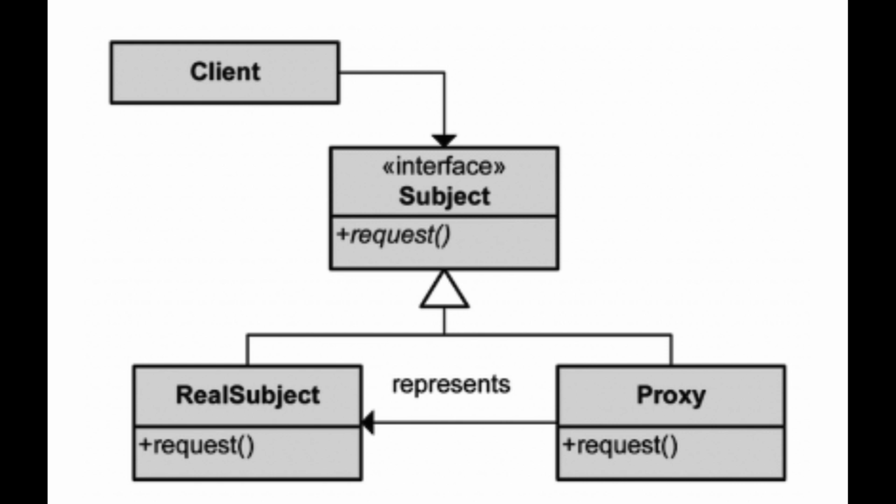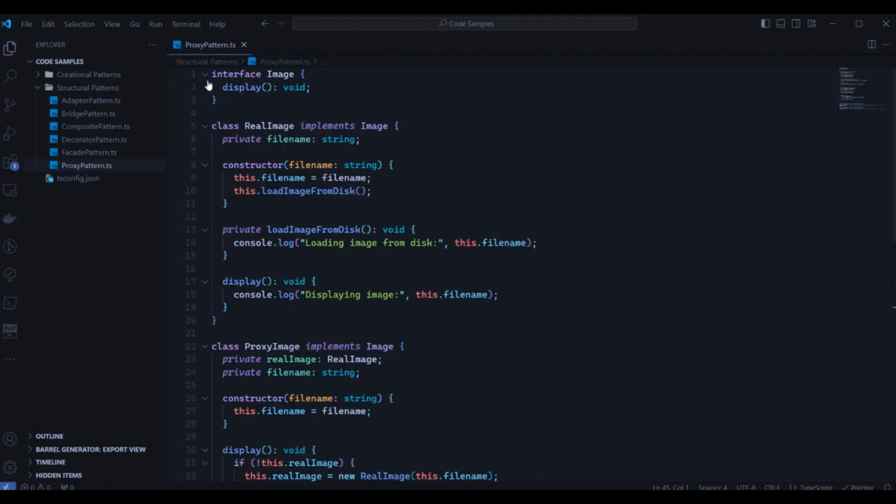Now let's see an example of implementing the proxy pattern in TypeScript. Let's understand the code step by step. First, we will look into the Image interface. This defines an Image interface with a single method, display, which is common to both the RealImage and ProxyImage classes.